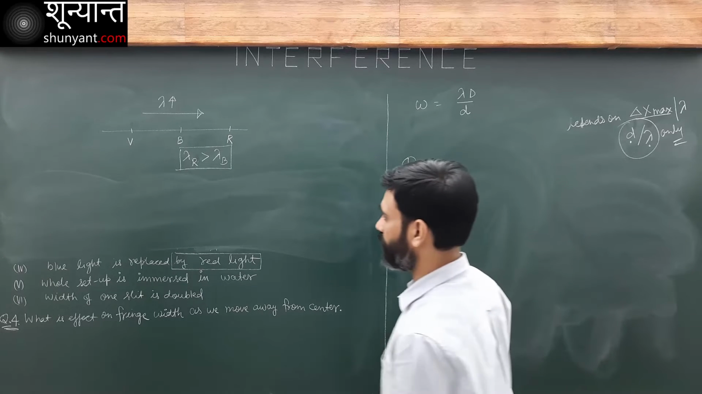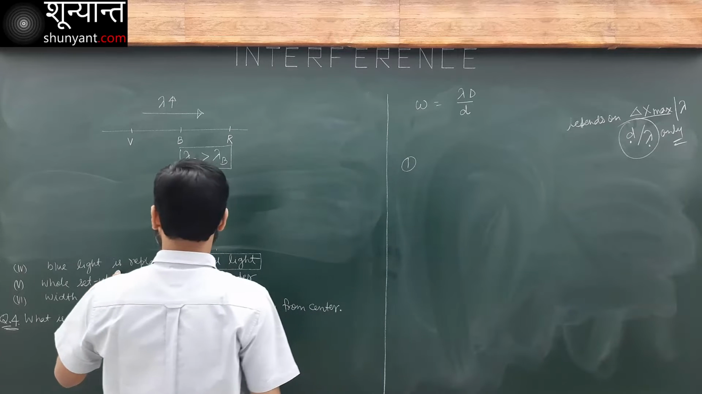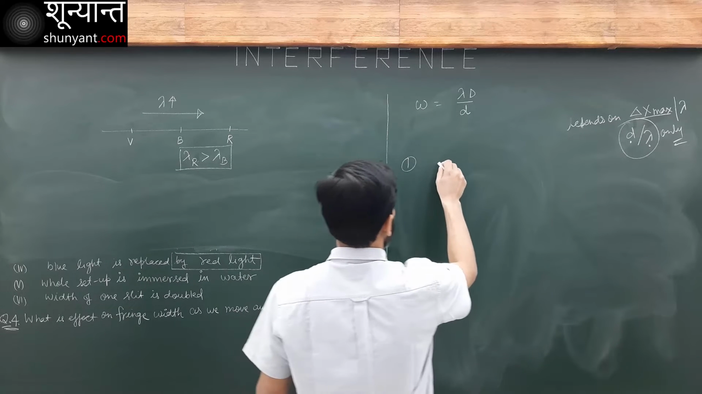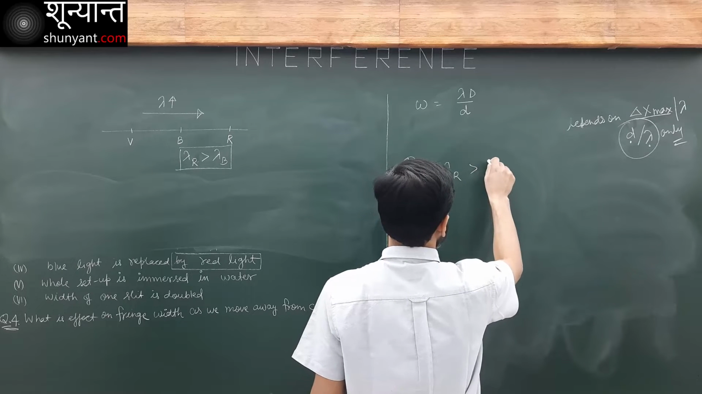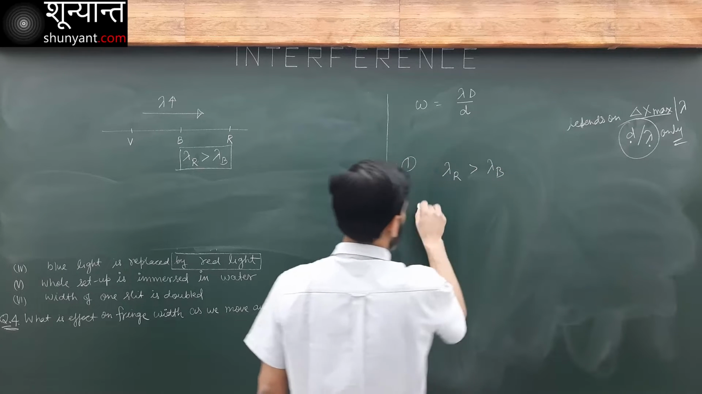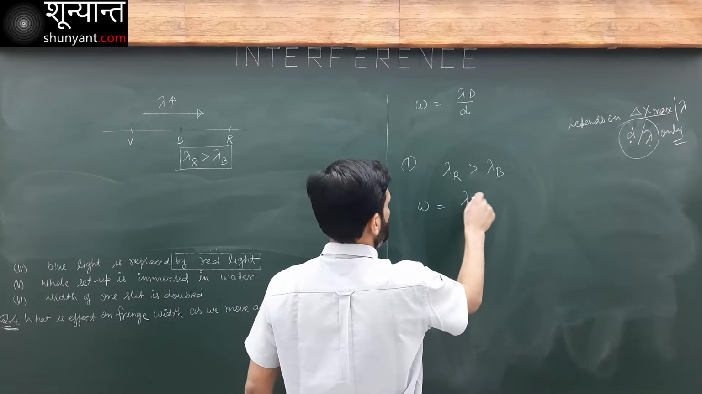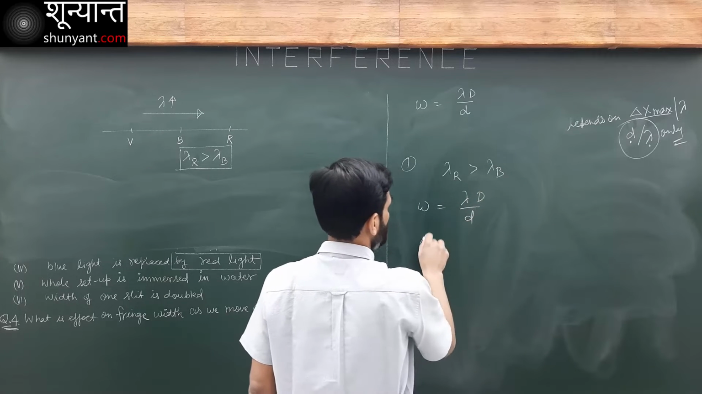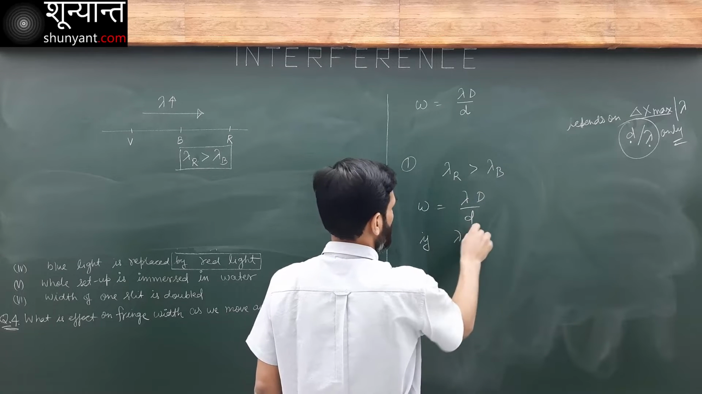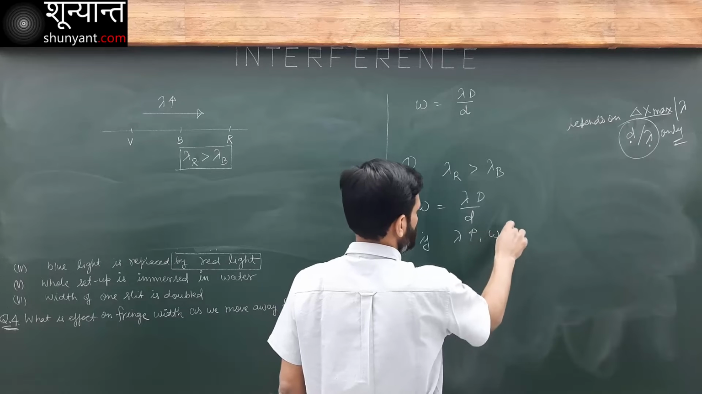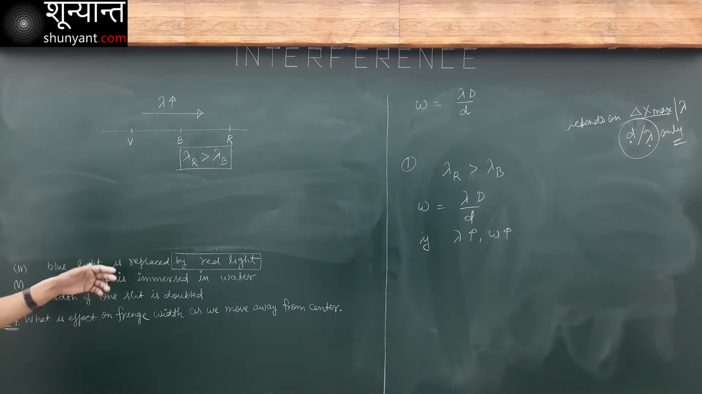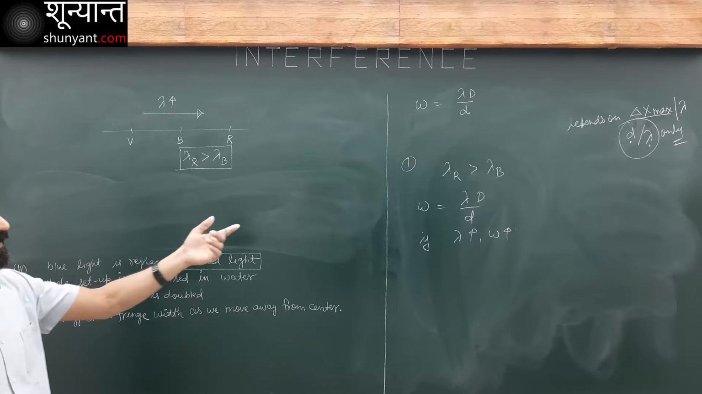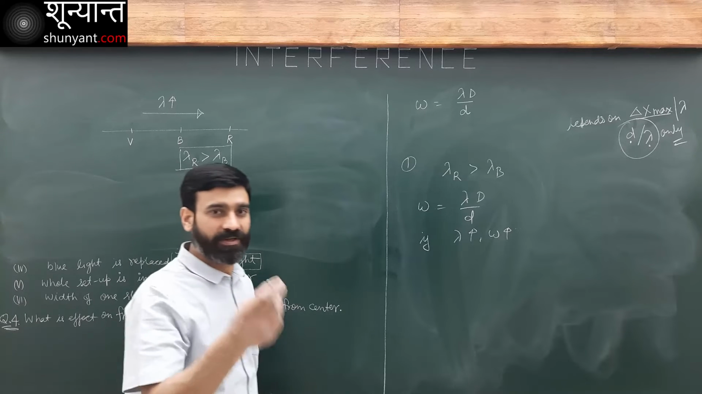Blue light is replaced by red light. Wavelength of red light is more than wavelength of blue light. Omega is equal to lambda D over d. If lambda increases, then omega increases. Fringe width will increase because wavelength increases. Blue light is replaced by red light, wavelength increases, fringe width will increase.